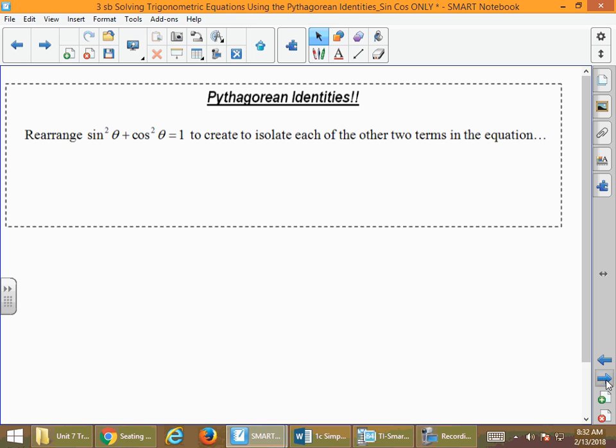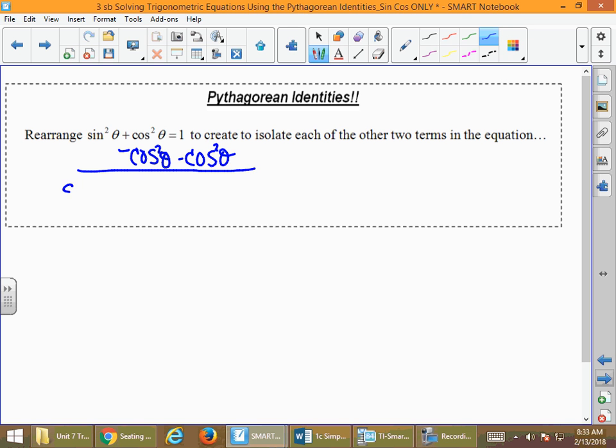But from this identity, we can come up with 2 more that are helpful for us when we're solving equations with Pythagorean identities. The first one, if we take sine squared theta plus cosine squared theta, if we subtract cosine squared theta from both sides, we end up with sine squared theta equals 1 minus cosine squared theta.